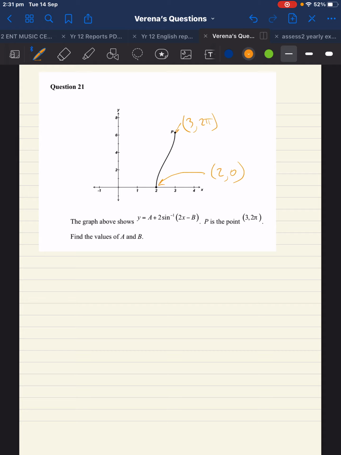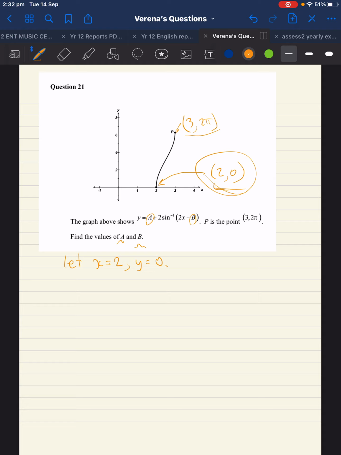So we have 2 pieces of information. We have 2 unknowns in the question, a and b, that we're trying to find. Right, so 2 pieces of information, 2 unknowns that we need to try and find. This should be possible. All right, so let's move on with it. Let's look at this point down here. When x is equal to 2, we know that y will be equal to 0, right? This is a point on the curve.